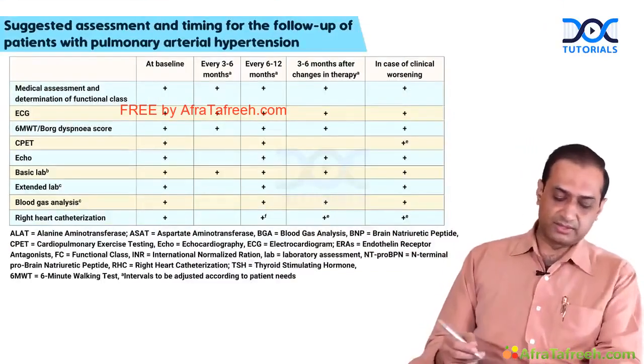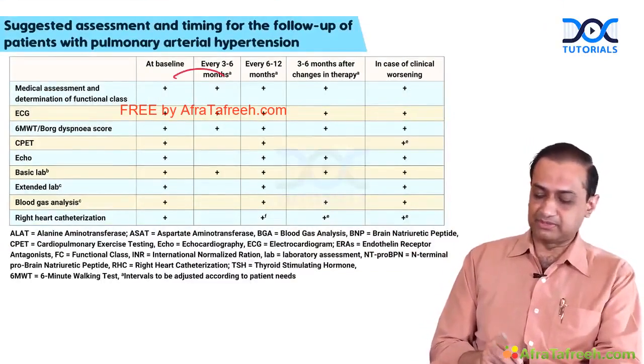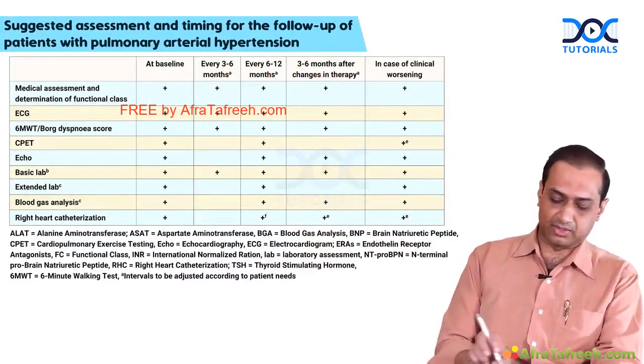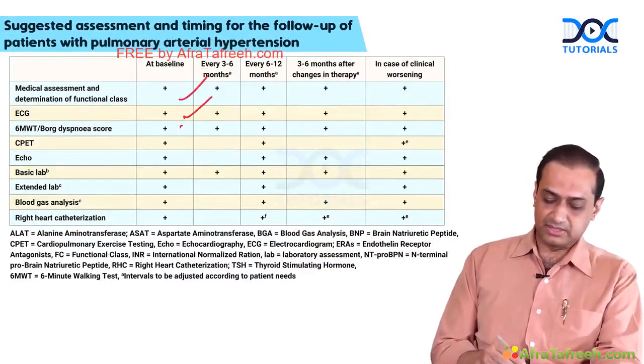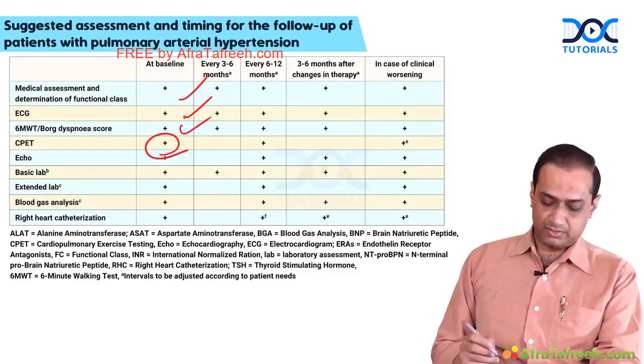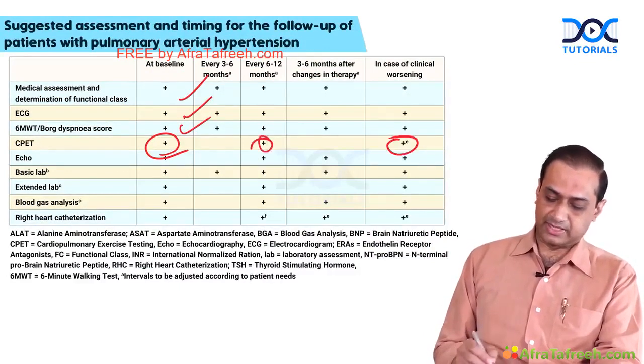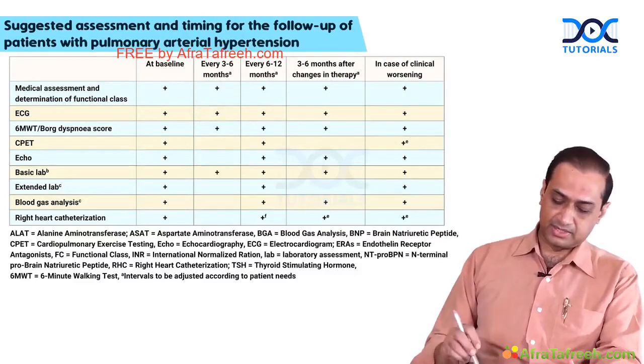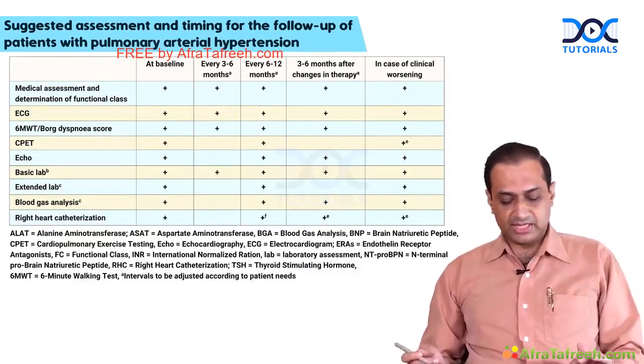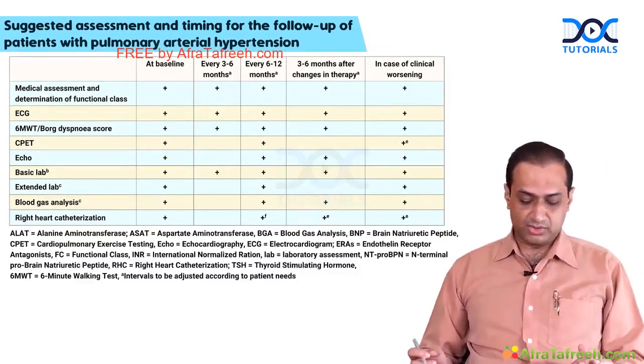So, once you have done the testing, you would repeat them every 3 months, 6 months, or according to the medical assessment: ECG, 6-minute walk test. CPET, which is the cardiopulmonary exercise testing, can be deferred a bit. Basic labs are done every visit. However, extended labs can be done 6 months to annually, and blood gas also the same, with right heart cath also maybe annually.